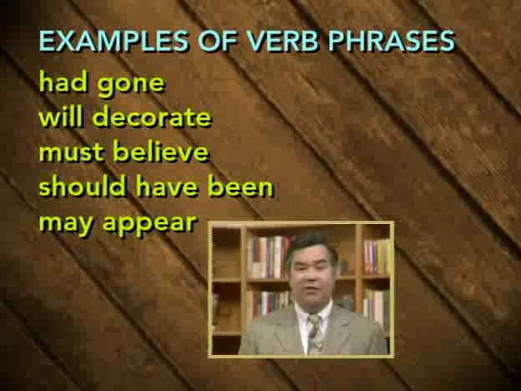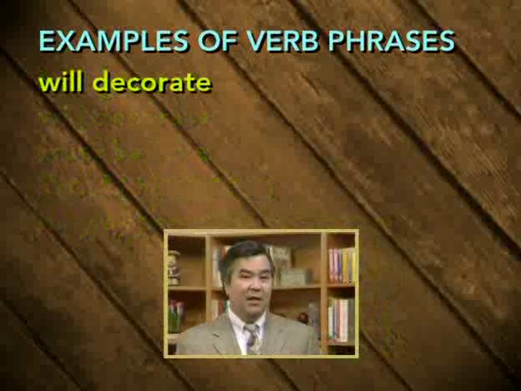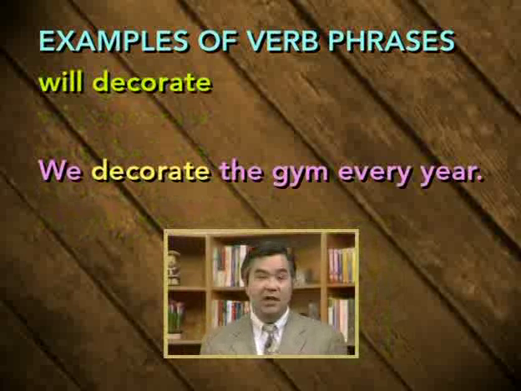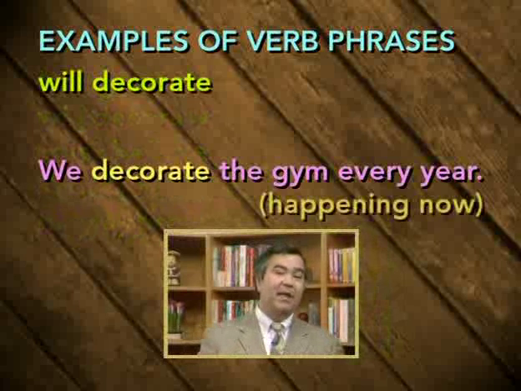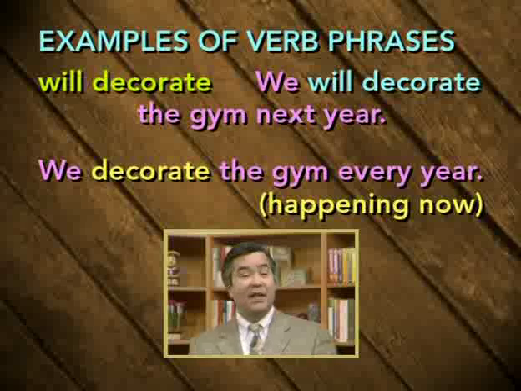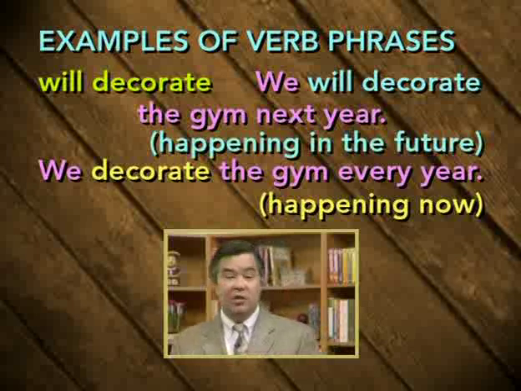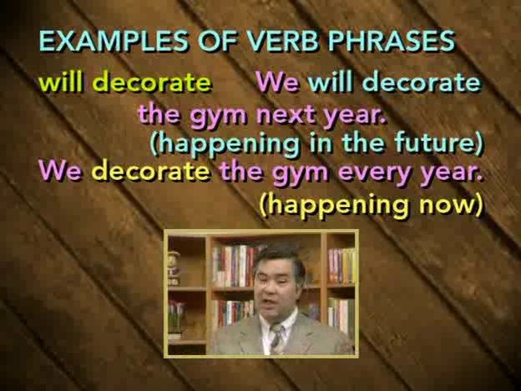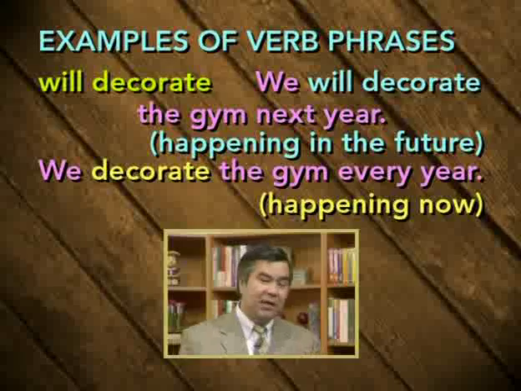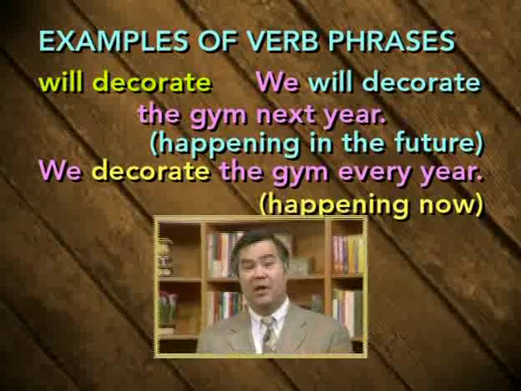Take, for example, the verb phrase, will decorate. When I say, we decorate the gym every year, we're talking about something that's happening now. But when we say we will decorate the gym next year, we're talking about something happening in the future. So the helping verb will changes the meaning of the main verb by expressing a particular time when the event will take place. When verbs are modified or changed in this way to express the time when the action will take place, then we're talking about creating different verb tenses.